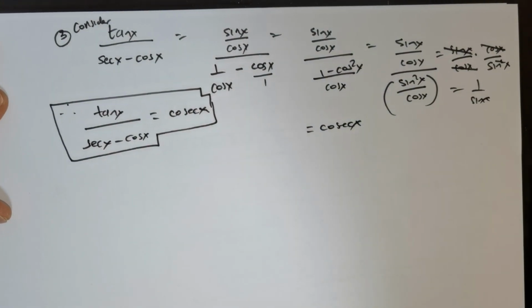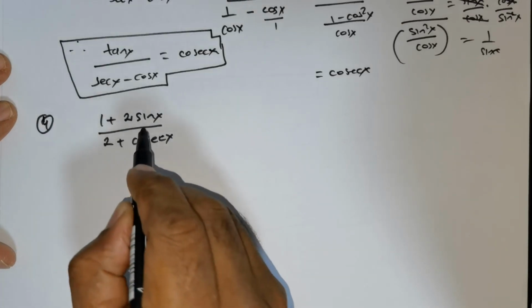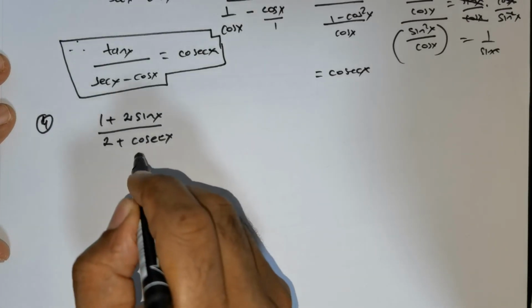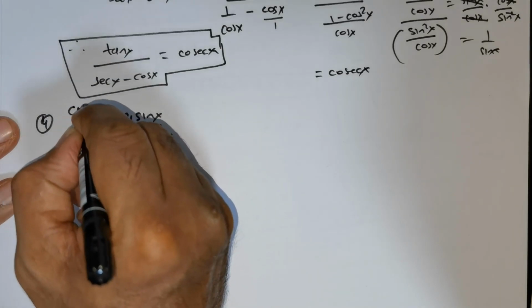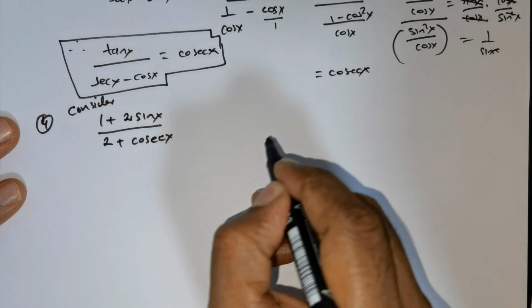We'll move on to the next one. So we got this next one, 1 + 2 times sin x divided by 2 + cosecant x. So what I would be doing is I would start off with that all important word, consider.